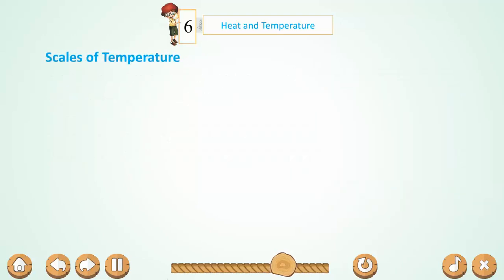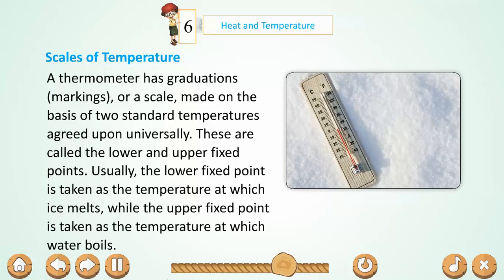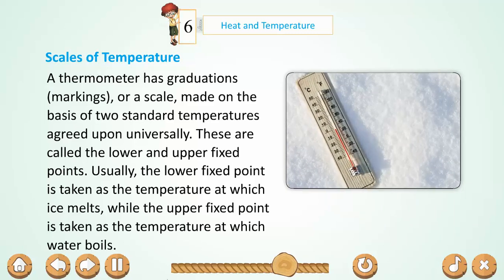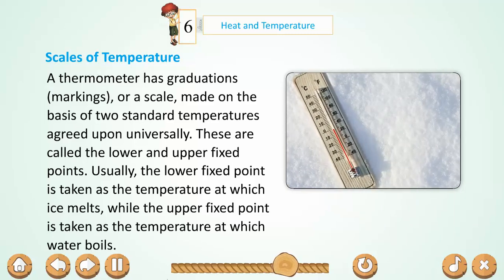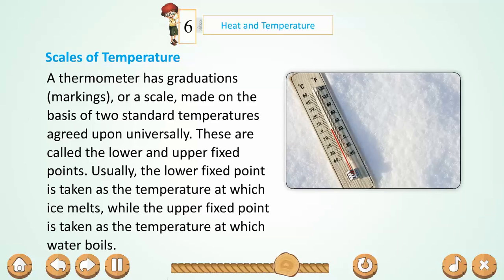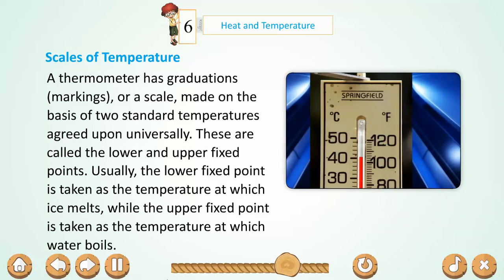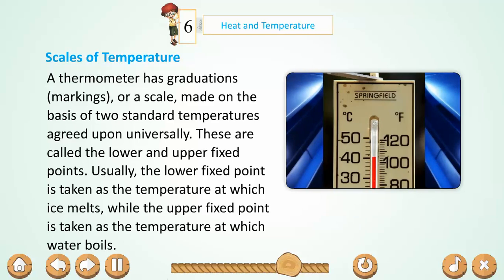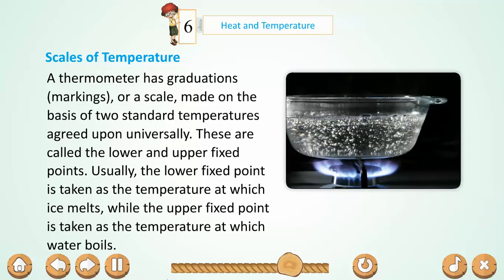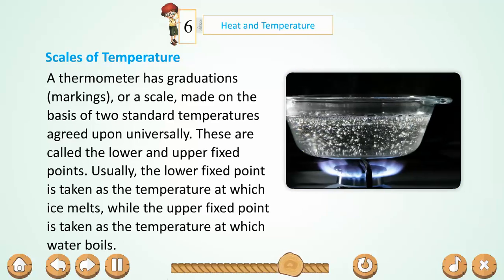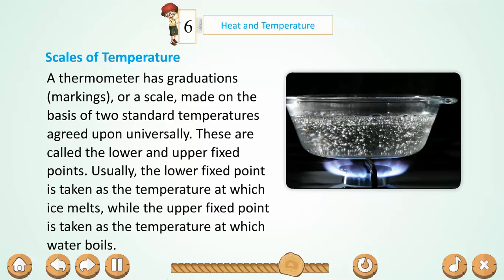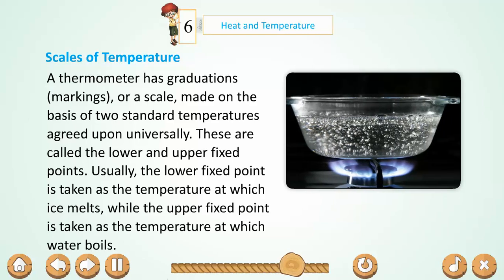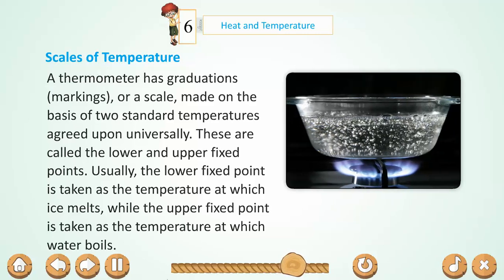The scale of temperature. A thermometer has graduations, markings, or a scale made on the basis of two standard temperatures agreed upon universally. These are called the lower and upper fixed points. Usually, the lower fixed point is taken as the temperature at which ice melts, while the upper fixed point is taken as the temperature at which water boils.